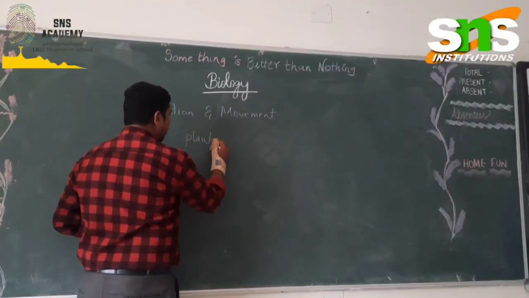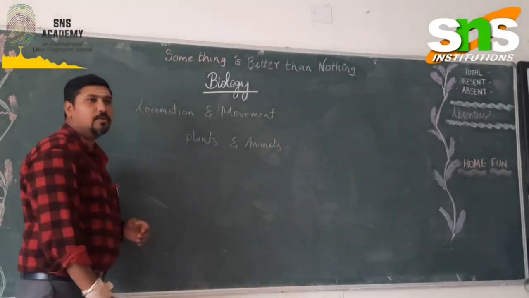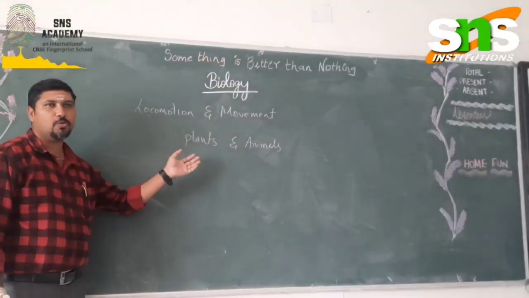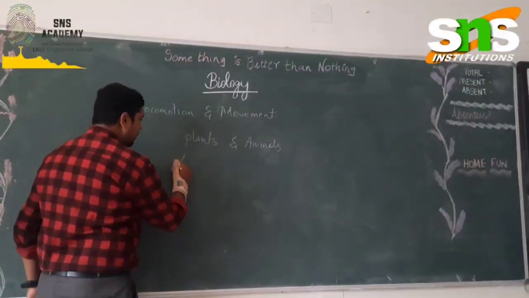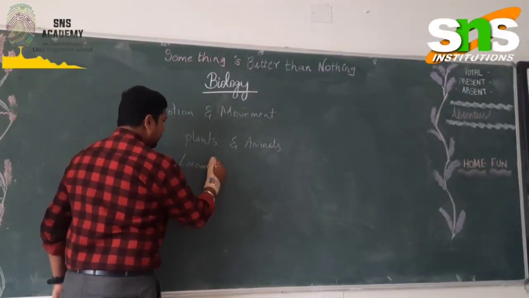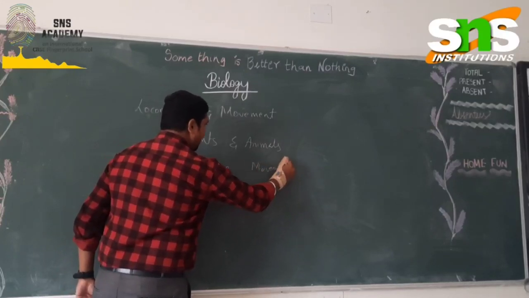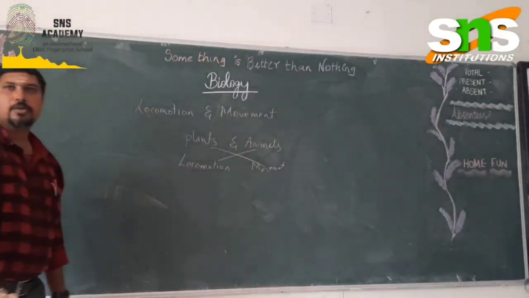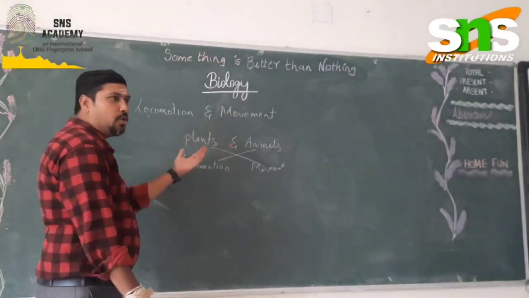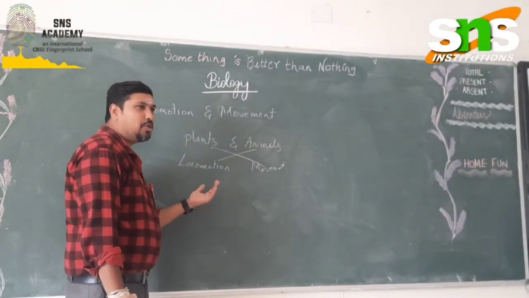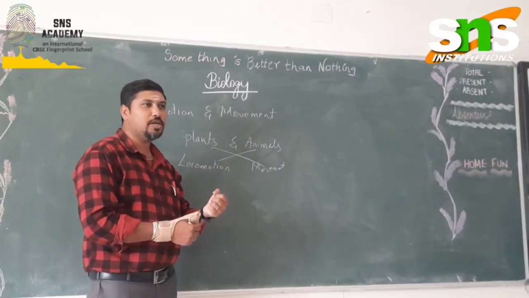Locomotion in plants and animals. Plants follow locomotion, and animals follow movement? Is that right? Plants don't move, right? That is the right answer. Plants show movements and animals show locomotion, because a plant cannot move from one place to another. It is still fixed to the ground.